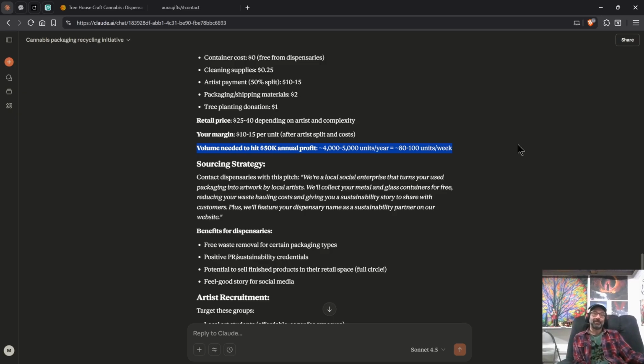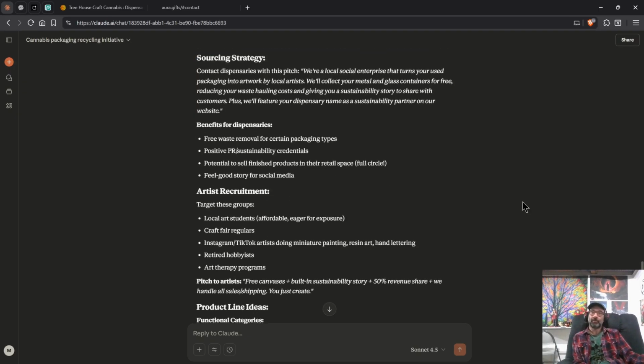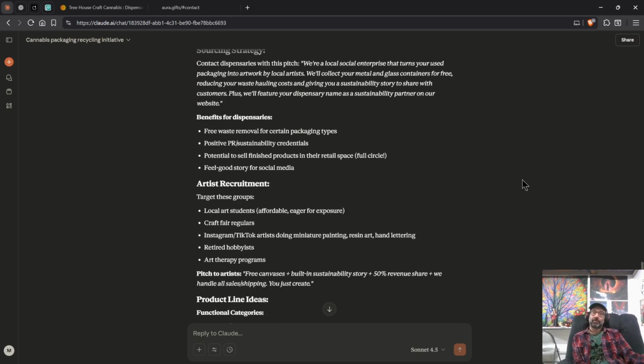So one of the first things would be sourcing the material and getting a whole bunch of it. That means probably going from dispensary to dispensary or recycling plant or whatever to get 80 to 100 per week. It could be doable. Positive PR would help, yes. Free waste removal service. I could offer to be one of those and then get everything. It's just I don't want the plastic ones necessarily.